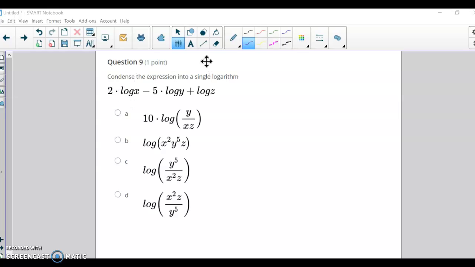All right, question number 9. Goal is to get it down to a single log. So we've got to use all our properties. And first step would be make these numbers in front up into exponents. So that would become log x squared minus log y to the fifth plus log z.